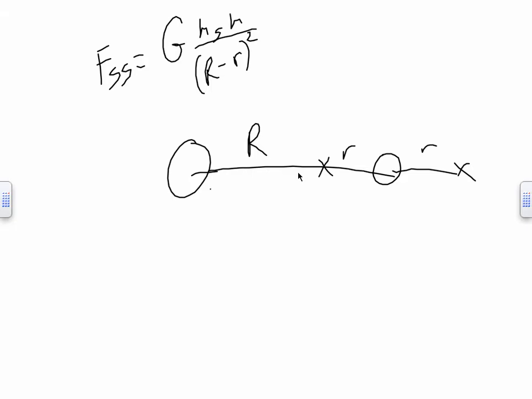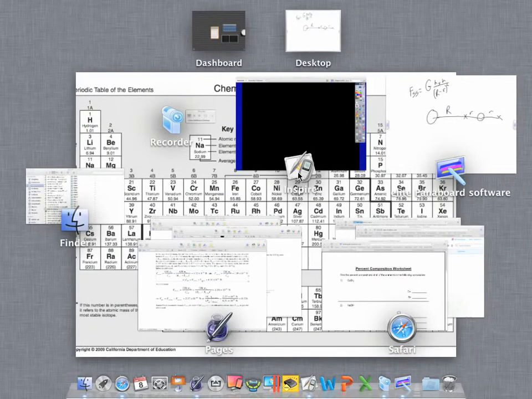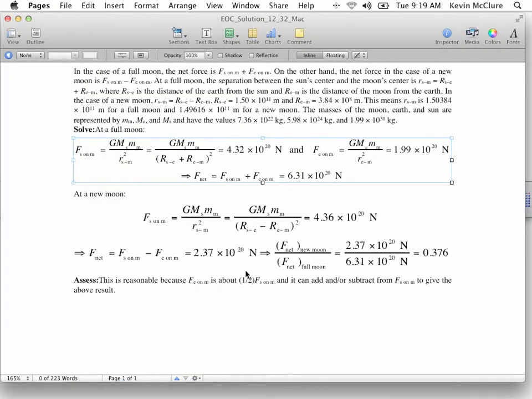Is that working for everybody? See what we're doing there? And then on the other side, Fs is just R plus little r. Is this for the moon? Yeah, so I guess we just look it up and plug in the numbers. It looks like we don't have to solve it out, we just plug in the values, so there you go, which is what they did eventually anyway. Okay, other questions?